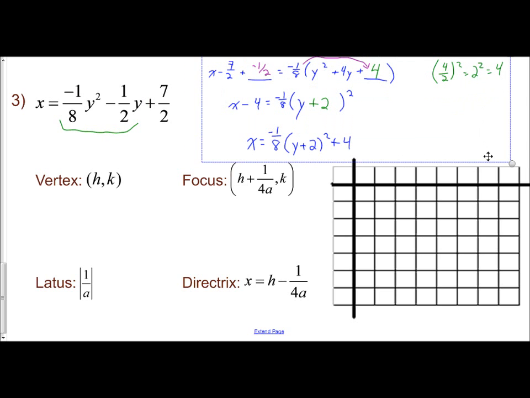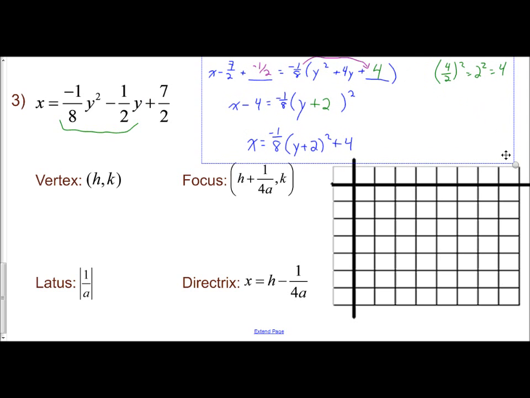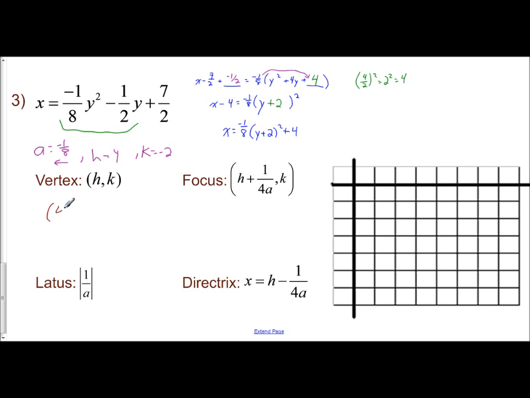Again, let's identify our h, k values, and our a value for this. It is a negative horizontal parabola because I can see here that a is negative 1/8. That tells me it's going to open to the left. k is a negative 2, and h is a positive 4. That tells me my vertex is located at the coordinate h, k, which is 4, negative 2. So 1, 2, 3, 4, down 2. There is my vertex, label it with a V.